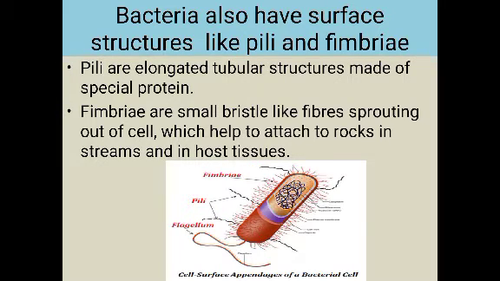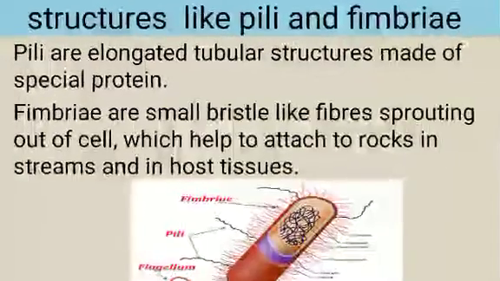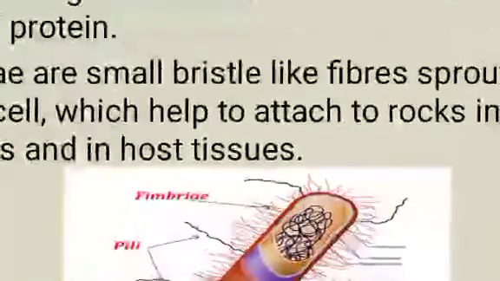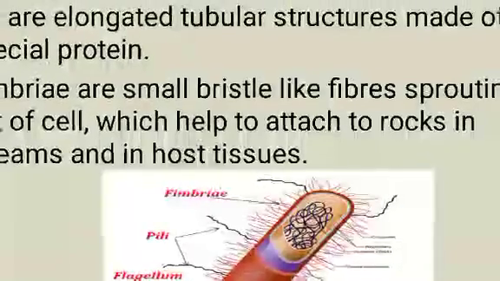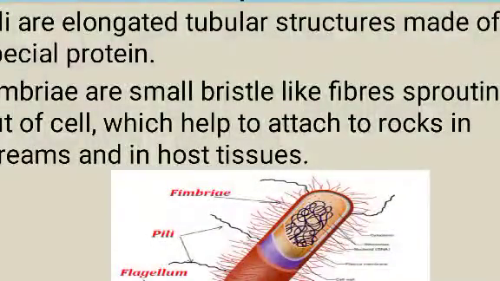So these are bristle-like structures. Bristle-like structures means what? In a brush, here in the picture you can see small hair-like structures or bristles. In the toothbrush you can see bristles like that. Here also, surrounding the bacteria we can see small bristle-like fibers. So these are called fimbriae.